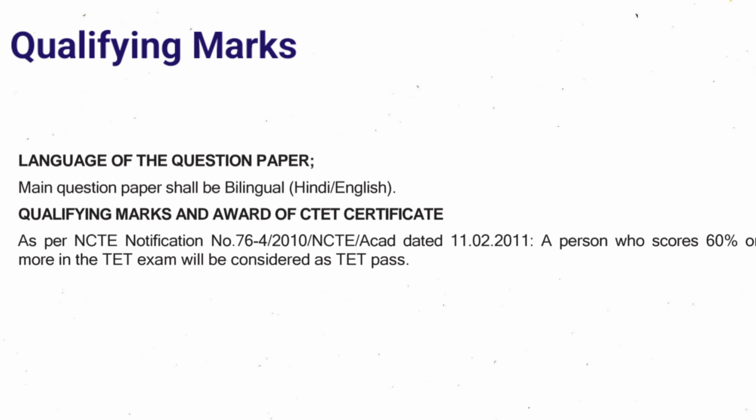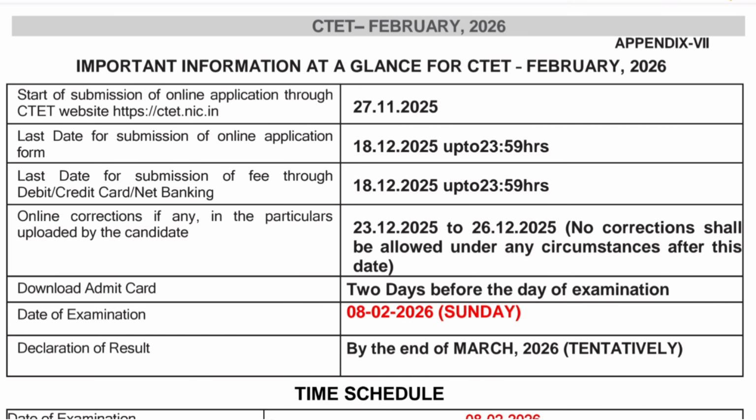Next, let us see the language of the question paper. The main question paper will be bilingual, meaning it is available in Hindi as well as in English. Next one is qualifying marks. A person who scores 60% or more will be considered as pass. Now let us see important information.